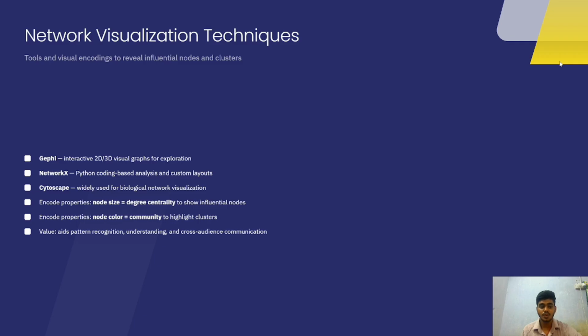Finally, let's move to the conclusion. To summarize, structural properties tell us how networks are organized. Algorithms help us analyze and compute important features, and visualization techniques help us understand the network visually.